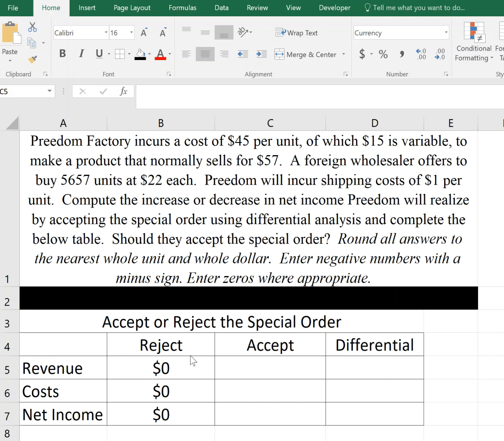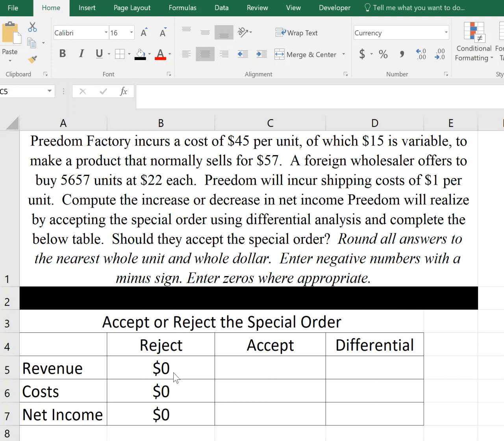Okay, so you can see here I've actually already filled in the zeros for reject, because what's important here is under differential analysis, we want to look at what will happen if we reject the special order and what happens if we accept the special order. Now, under differential analysis, the only things that are going to be important are those that vary between the two alternatives. For example, those fixed costs that we incur whether we reject or accept the special order are irrelevant because they aren't going to change. So we're only looking at the incremental items that will change.